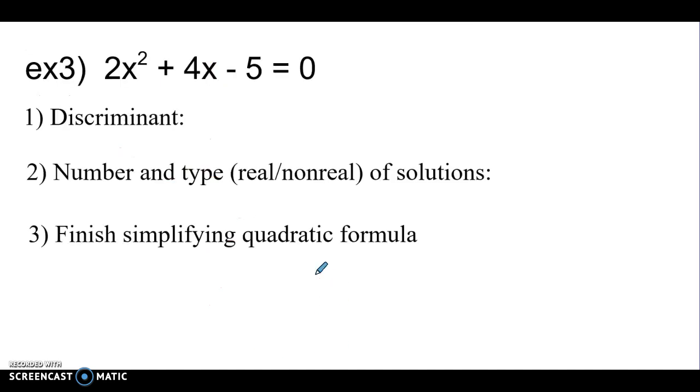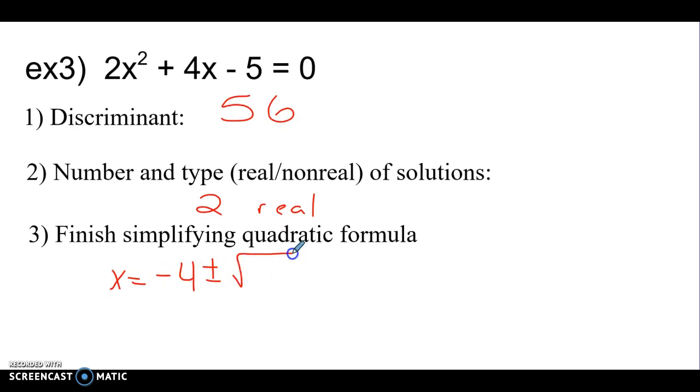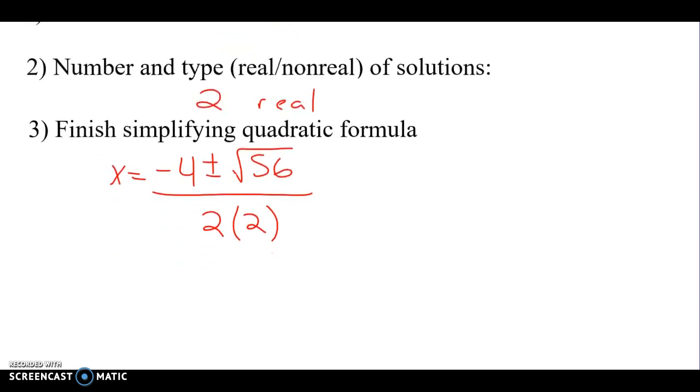What did you guys get for the discriminant? 56. So we have 2 real solutions. So we get x equals negative 4 plus or minus the square root of 56 all over 2 times 2. Now you do need to simplify here. There are going to be no decimal answers allowed on this test. You'll always have a simplified radical. So what times what is 56? 8 and 7. 7 is prime, 8 is not.